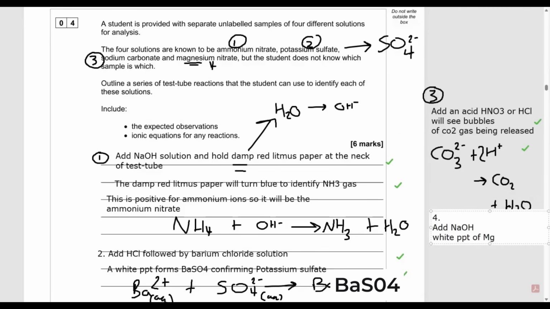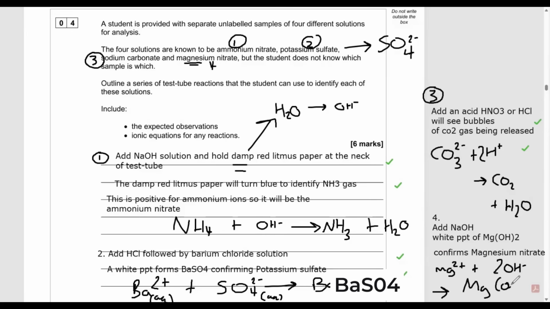Now we go to number 4. And number 4, we're going to add sodium hydroxide. And if you add that to each tube, when you add it to the magnesium nitrate, you're going to get a white precipitate of magnesium hydroxide. So the magnesium ions react with the OH minus ions. So you've got Mg2 plus 2 OH minus goes to Mg(OH)2, very sparingly soluble, mostly insoluble, as you know from your hydroxides, group 2 stuff. And so you get a white precipitate, and that's how we identify that.